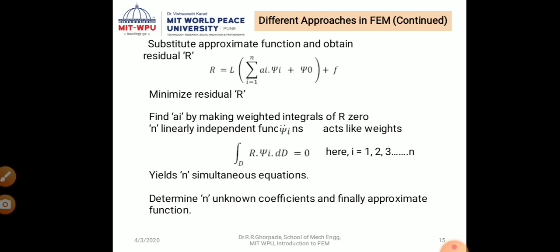So the final form of this particular Galerkin method is like this as integral over domain D of R multiplied by psi_i multiplied by dD, and you have to equate it to 0. So this will yield n simultaneous equations that you have to solve for the unknown coefficients and finally to get the approximate function. This is overall about the Galerkin approach. So for Galerkin approach, you have to remember this equation as integral over domain D of R psi_i dD equals to 0. That's all.